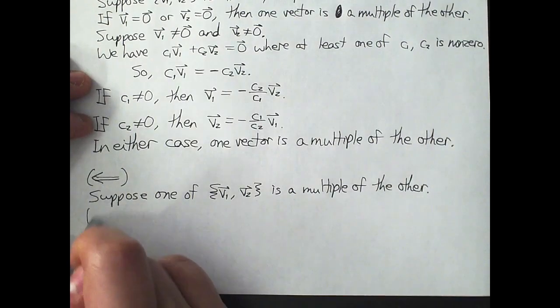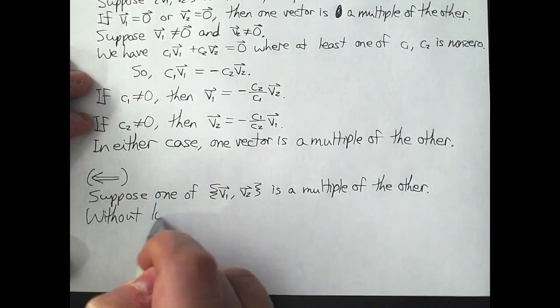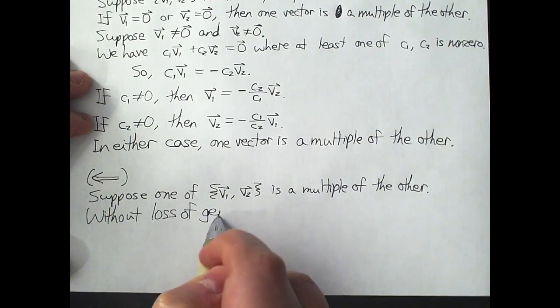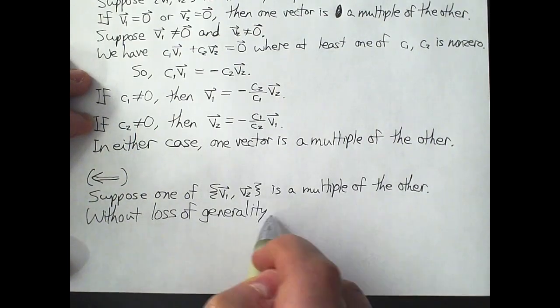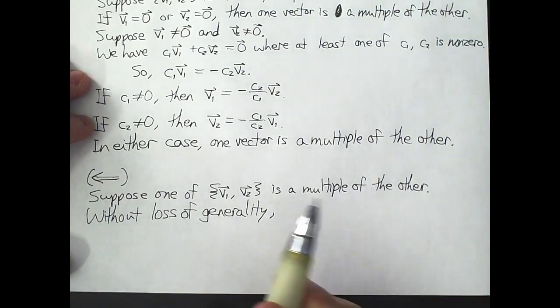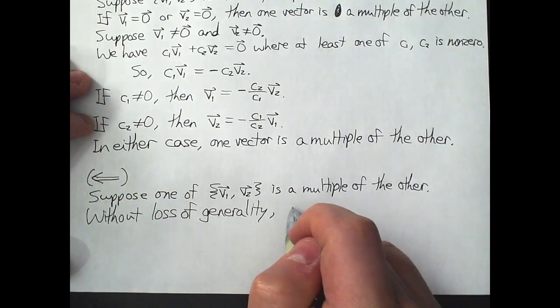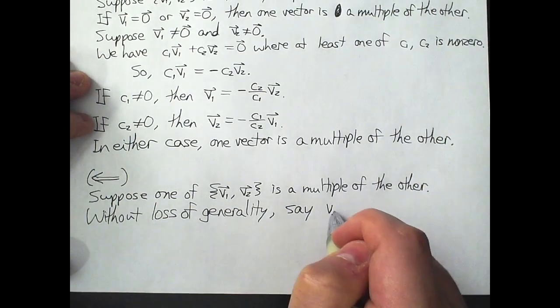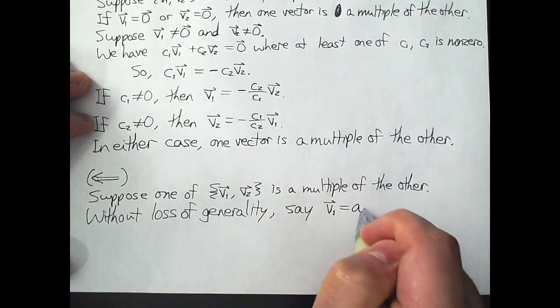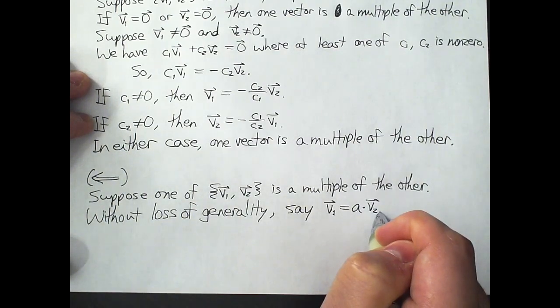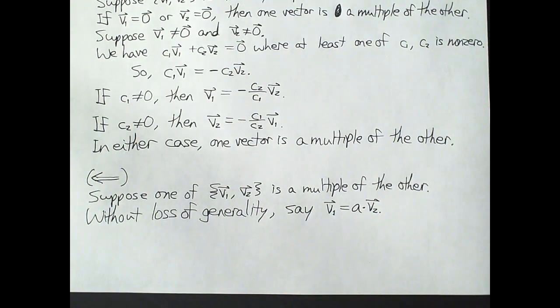Here's what I'm going to do. I'm going to say without loss of generality. All right, so hopefully you know what that phrase means from a previous course, but basically it means we could just take one of them, write it as a multiple of the other. I'm going to say V1 equals this constant A times V2. If I wanted to do the other one, V2 equals B times V1, it's not really going to change anything. It's the same thing. So we say without loss of generality, let's just say V1 is the multiple of V2.